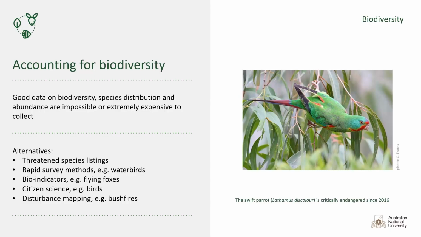So what does the physical state of Australia's environment mean for biodiversity? In a nutshell, biodiversity continued to decline in 2020 despite the eased drought conditions. Many Australian ecosystems have been pushed to their limits of natural resilience, and while some may recover, others will have been irreparably damaged. We don't currently have a comprehensive way to survey Australian biodiversity, so in lieu of that we use a series of indicators, including the threatened species listing, rapid survey methods such as aerial surveys of waterbirds, bioindicators, species such as flying foxes that tell us about the community at large, citizen science, and disturbance mapping.